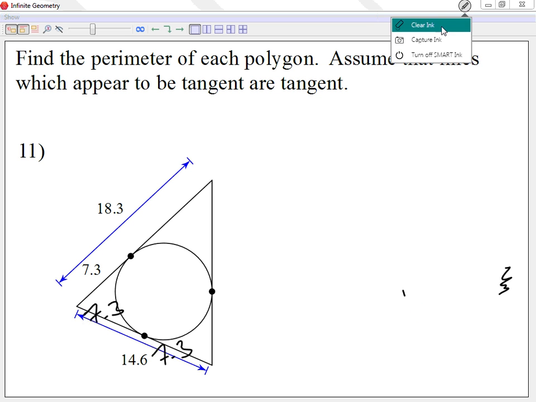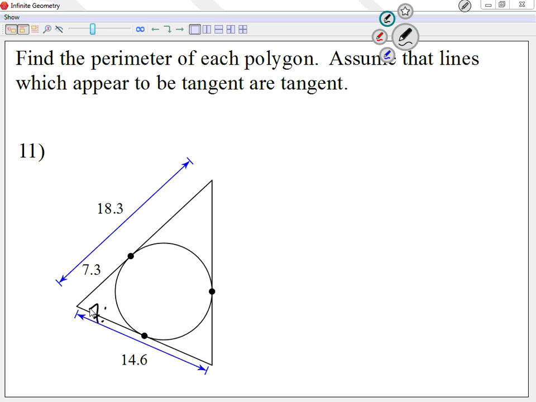Let me start the question all over. We know that this is 7.3, so that's how I came out that this other part was 7.3, because two tangent segments that meet outside have the same length. Then I was looking at this bottom part, 14.6. I subtracted 7.3 from it, so I found out that the remaining part was 7.3. So this is 7.3. This has to be 7.3 as well.